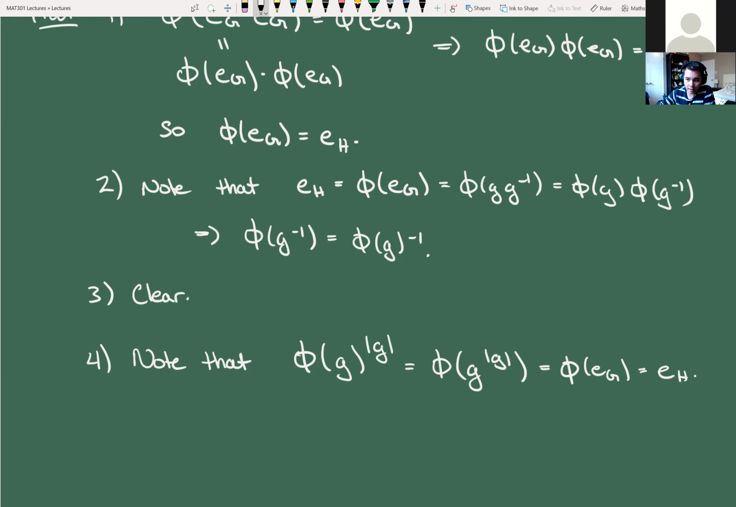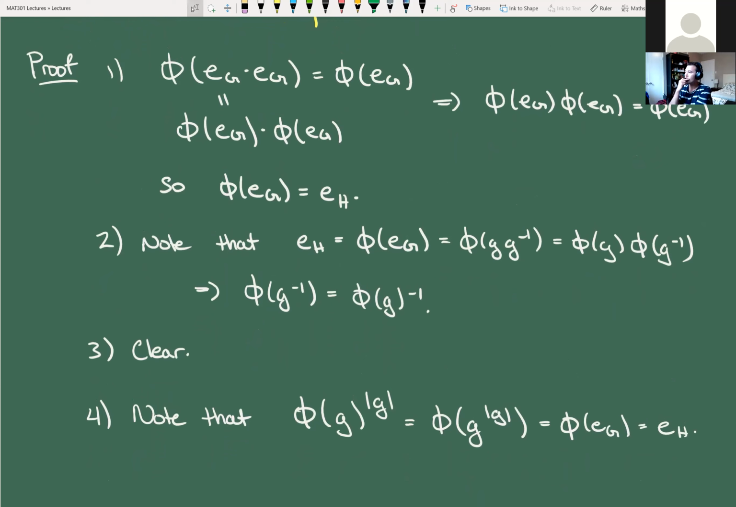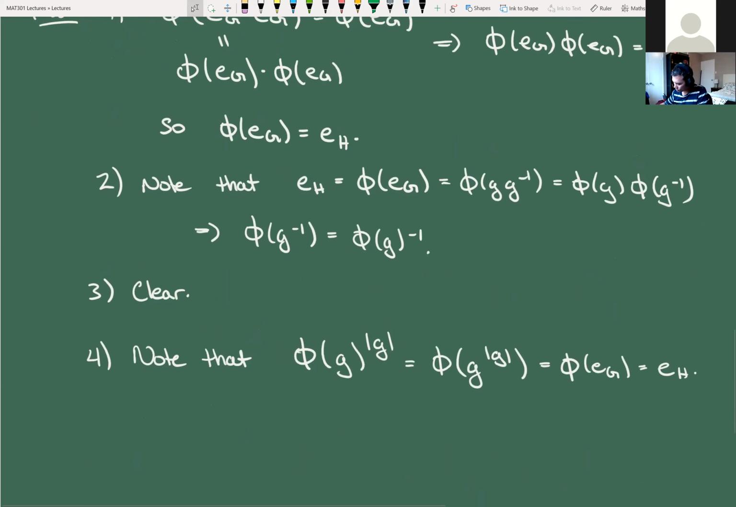Now that doesn't tell us that the order of g is the order of phi of g, but we do know that it must be the case that the order of phi of g divides the order of g. Or actually, did I do this one backwards? Let me think here. What am I trying to prove? The order of phi of g divides the order of g. Right, yeah, and that is what I want.